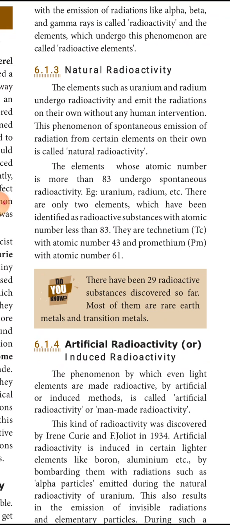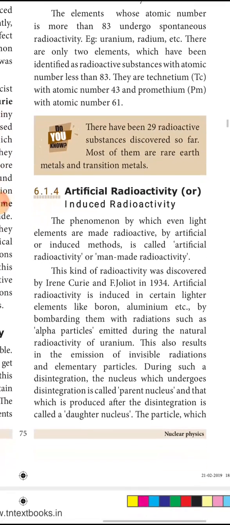You can mark this. The elements whose atomic number is more than 83 undergo spontaneous emission. For that they gave some examples: uranium, radium. Some were identified with atomic number less than 83. They are technetium, atomic number 43, and promethium, 61. Then artificial radioactivity: the phenomenon by which even light elements are made radioactive by an artificial or induced method is called artificial radioactivity.